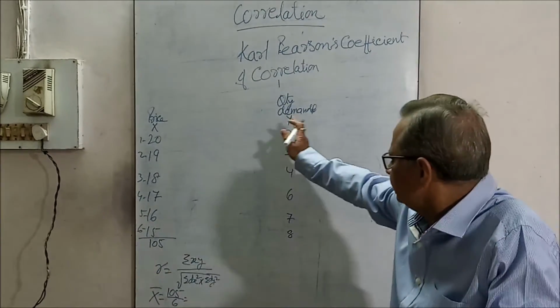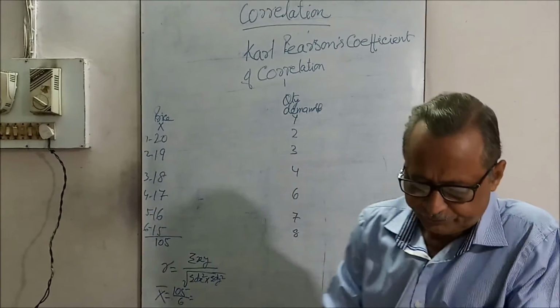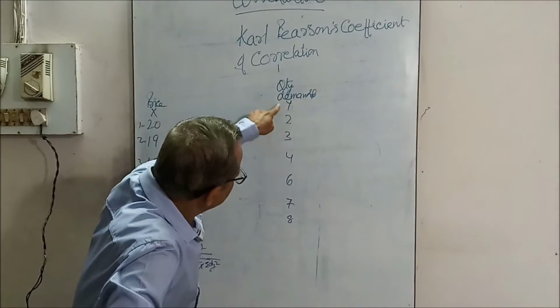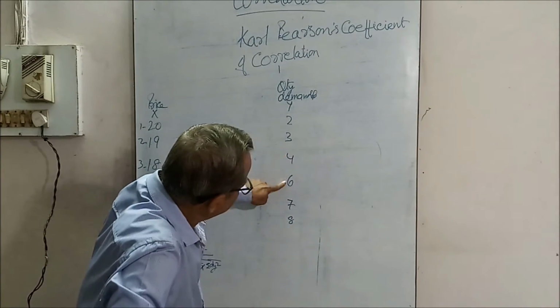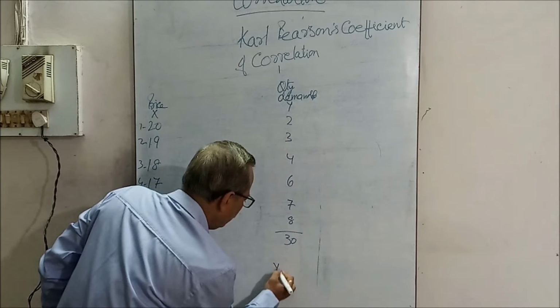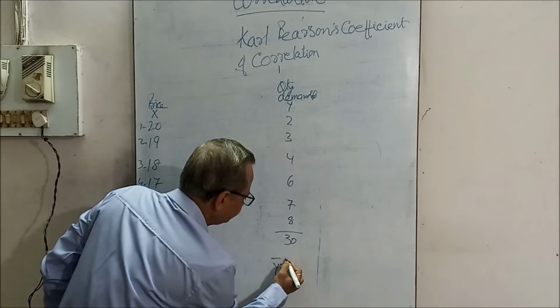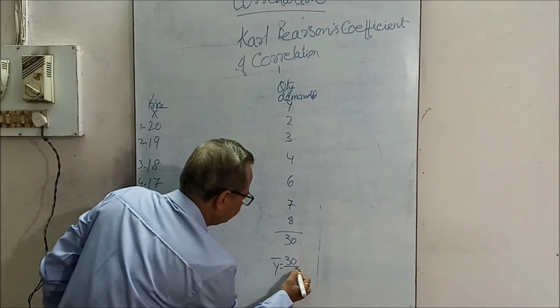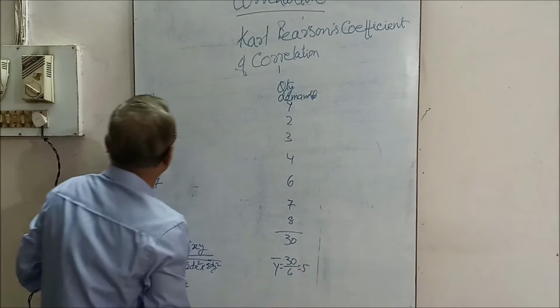Likewise, demand total is 30. Y bar is 5.